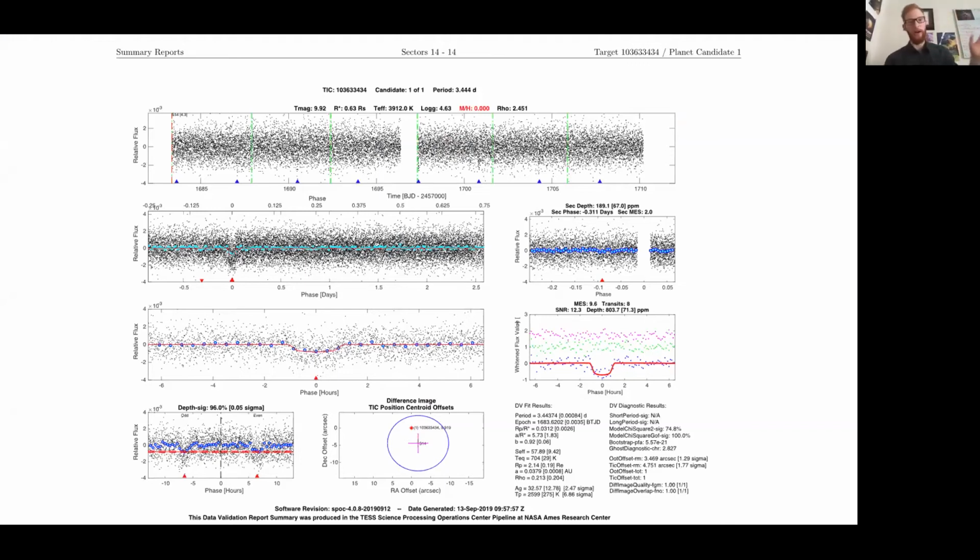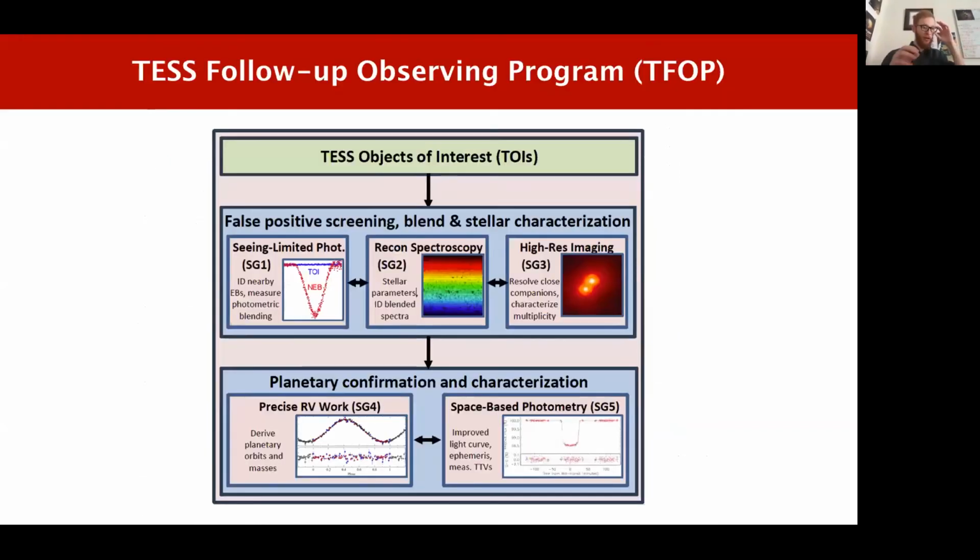So there's a lot going on here, and the details aren't terribly important, but suffice to say that a validation team will then use this data validation information to vet the planet candidates, and then they ultimately will produce a list of planet candidates from each sector that will get released on a monthly basis. Okay?